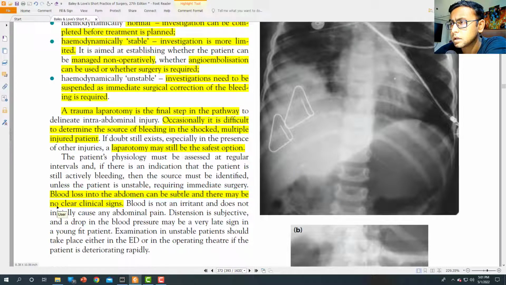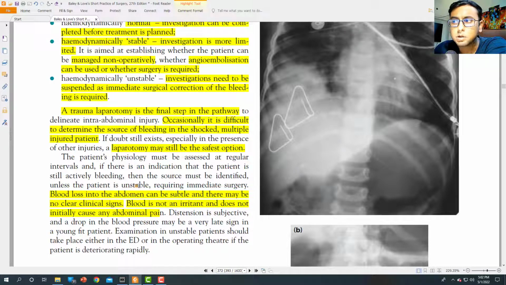Sometimes patients deteriorate on the table or in the ward. Blood is not an irritant and does not initially cause any abdominal pain, because blood is not an irritant substance and does not clinically cause any pain. So it may mimic fluids like ascitic manifestation, but there is no irritation, because blood is sterile. We know blood is the sterile fluid of our body.